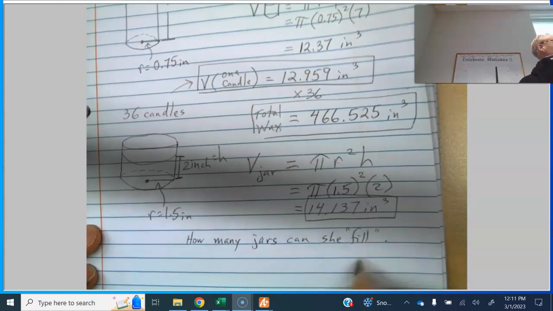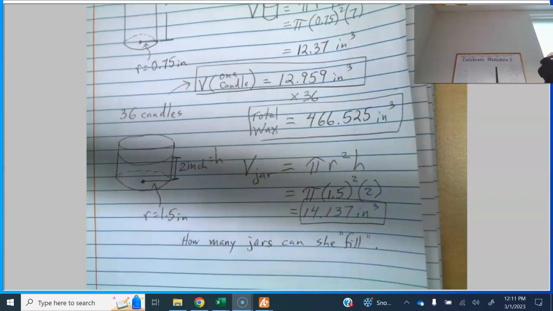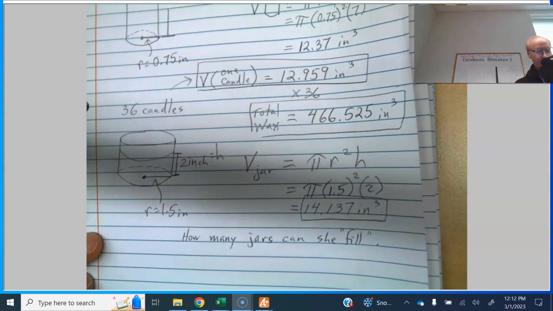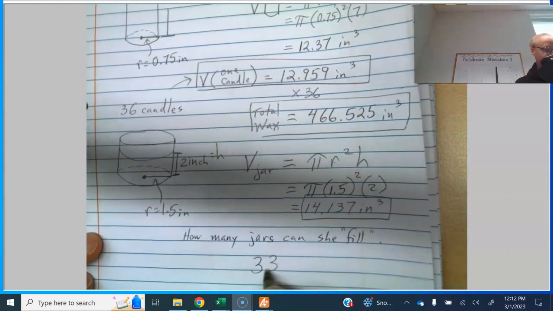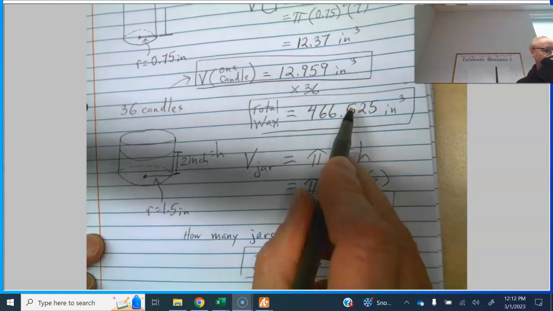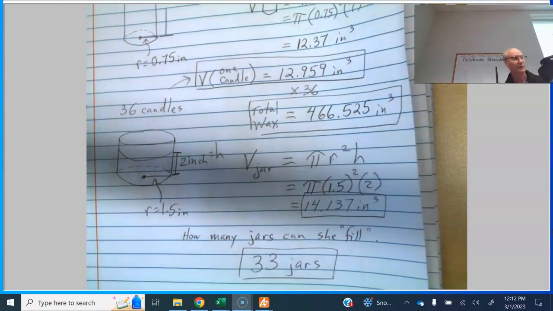She's not really filling the jar all the way. She's only filling it up to 2 inches high, because you want to leave a little bit of space below the edge of the jar so it doesn't overflow or anything. It makes almost exactly 33 jars. You're just dividing your total wax by how much you need for each jar.